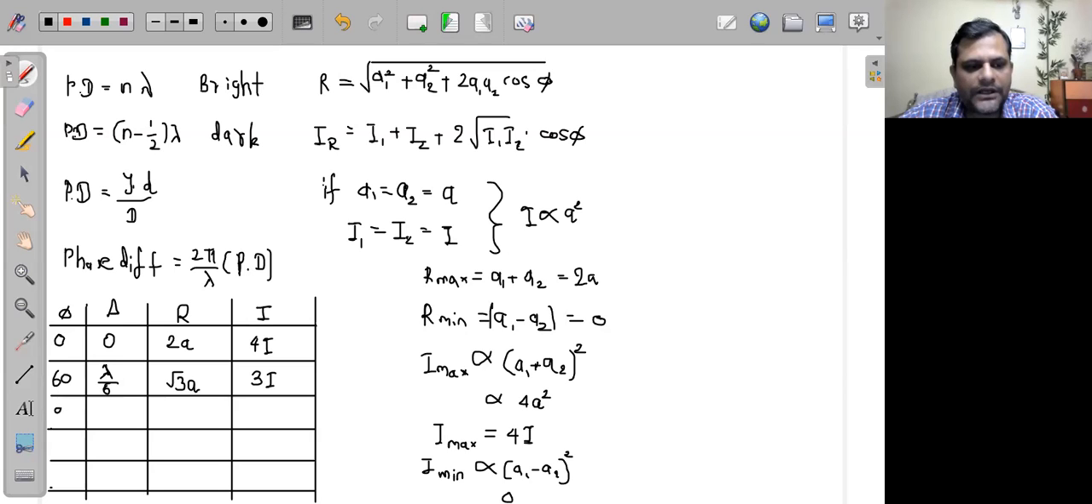And if the phase difference between the two waves is 90 degrees, then the path difference is simply equal to lambda by 4. So this lambda by 4 corresponds to 90 degrees, remember that properly. In that case, the resultant amplitude is √2 times A, and the intensity will be 2 times the intensity of any one of the interfering waves.